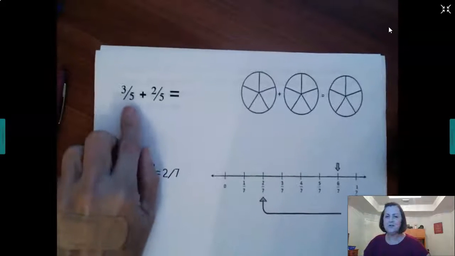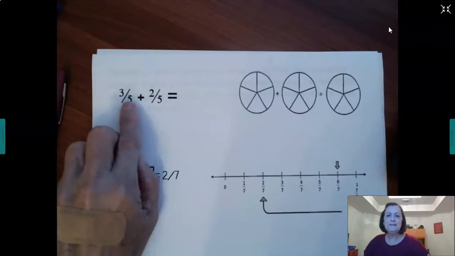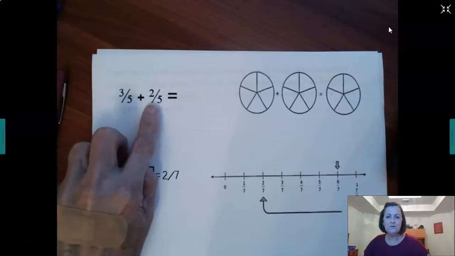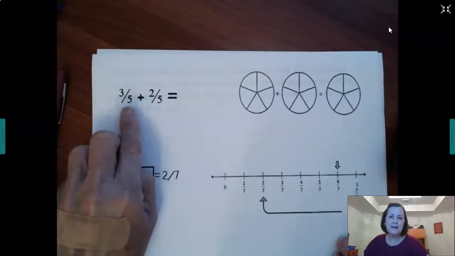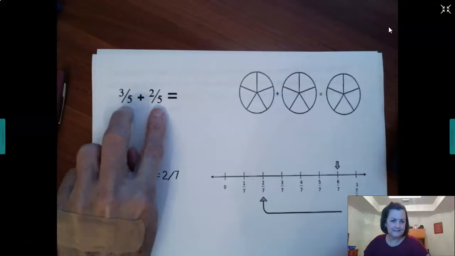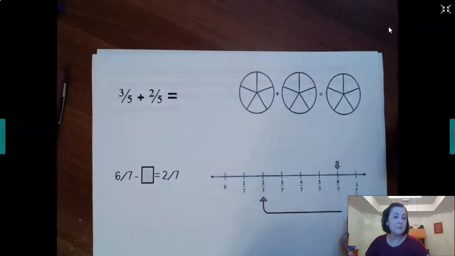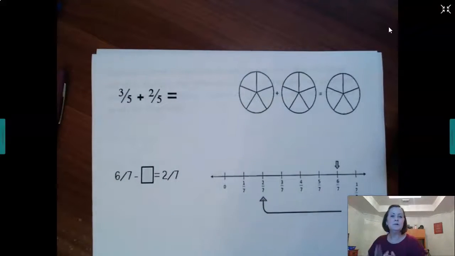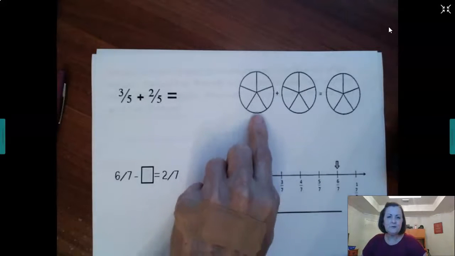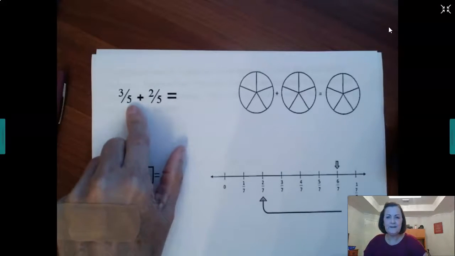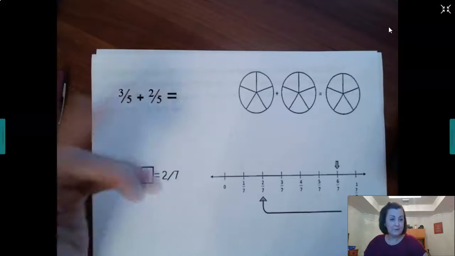All right, so our equation is 3/5 plus 2/5 equals. Notice that your denominator is equal. All right, and your numerators, again, tell us the amount that we're considering. So we're not changing the size, we're changing the amount. Okay? So, I'm going to take my yellow highlighter and I'm going to use this first model to represent 3/5. So let's shade 3 out of 5.